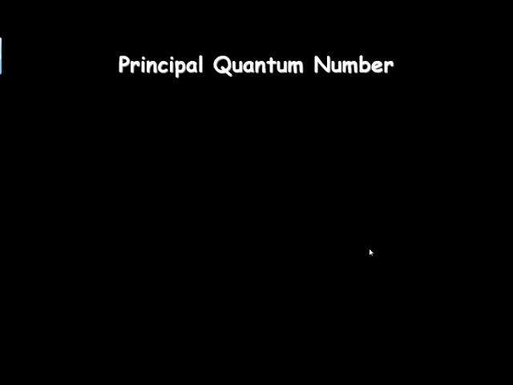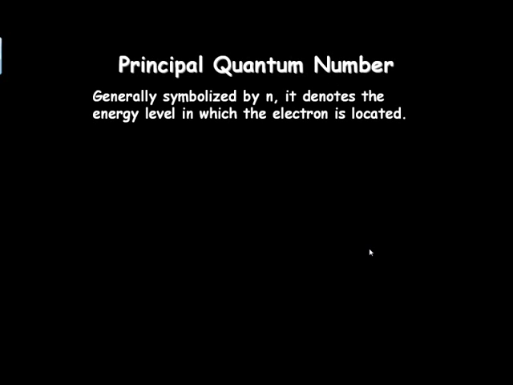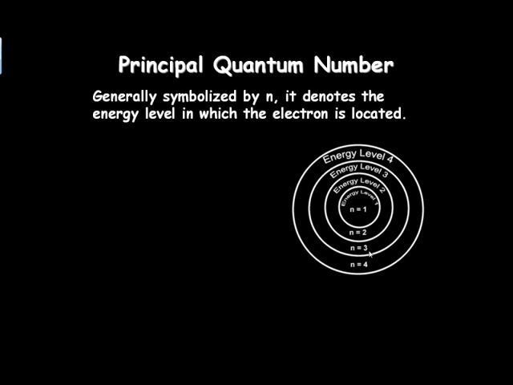The principal quantum number, generally symbolized by the letter N, denotes the energy level in which the electron is located. So when you do an electron configuration and you say 1s2, the 1 in front of the S is the N. That's the energy level, the principal quantum number. Here's a visualization of at least the first 4 energy levels. Now the shapes may not be correct there because it's really the sublevel quantum number that determines the shape. But in general, this is a pretty good depiction.